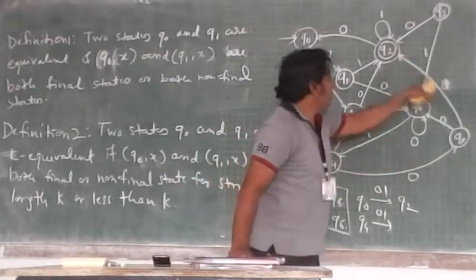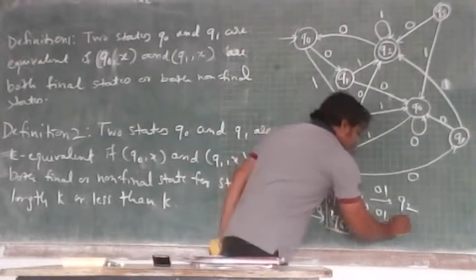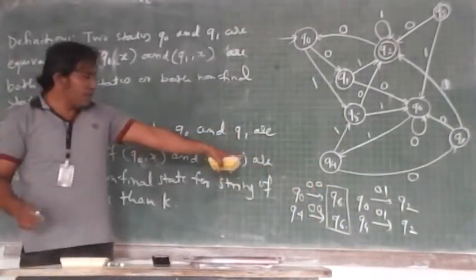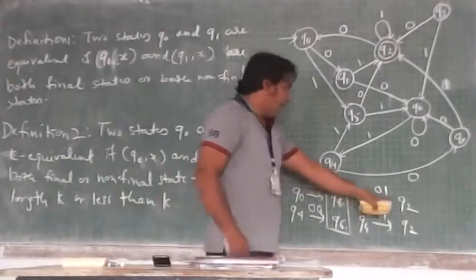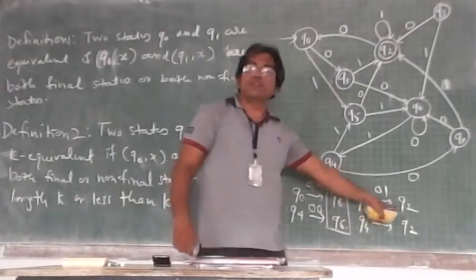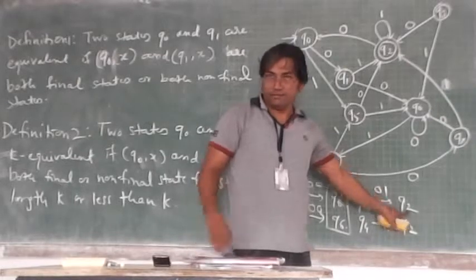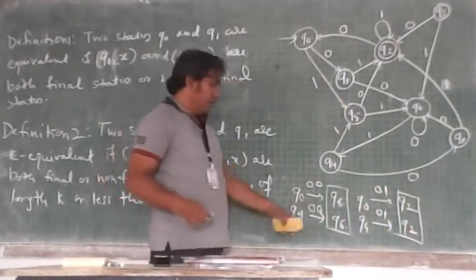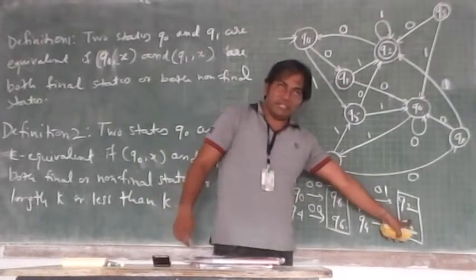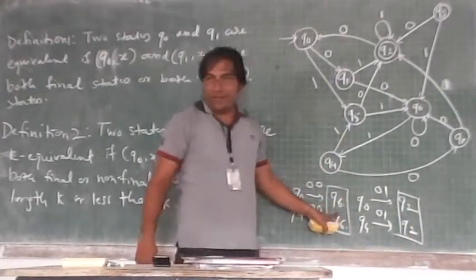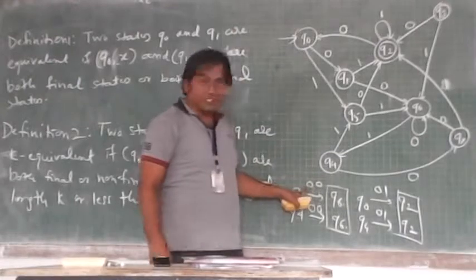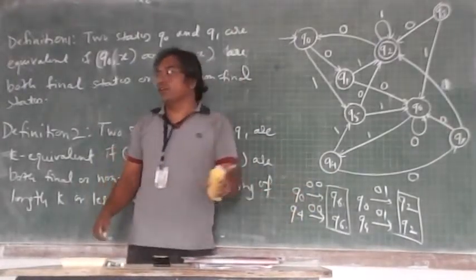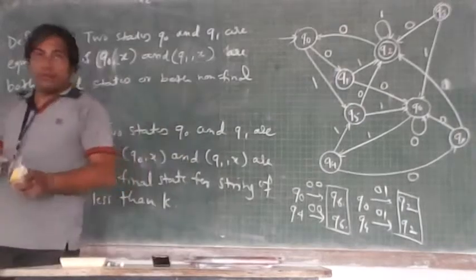0 and 1, you go to Q2. So here, there is an interesting property we are finding. For the string 0, 1 also, from Q0 or Q4, I am going to Q2, which is final. Here I have both states, and in this case, both states are final or non-final. And that is for the string of length 2. That is why I can say Q0 and Q4 are K equivalent.